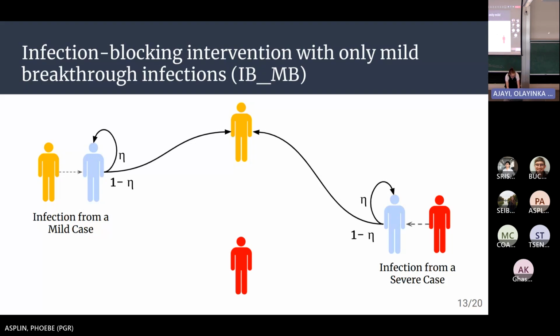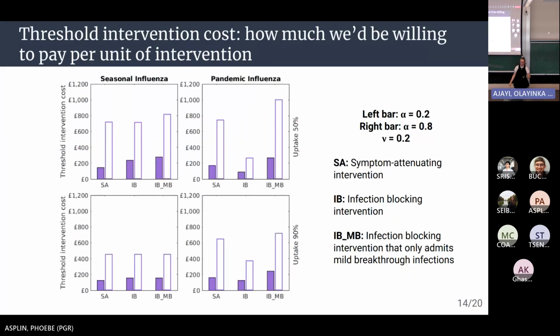And then we can look at how cost effectiveness varies. So this is a plot of the threshold intervention cost, which is basically saying how much would we be willing to pay per unit of intervention. So that could be per dose of vaccine. But you can just think of it as a measure of how cost effective the intervention is. This plot is just for a fixed value of nu at 0.2. And then these are our intervention types. The two bars are, the left one is a low value of alpha, so 0.2, and the right is alpha is 0.8.